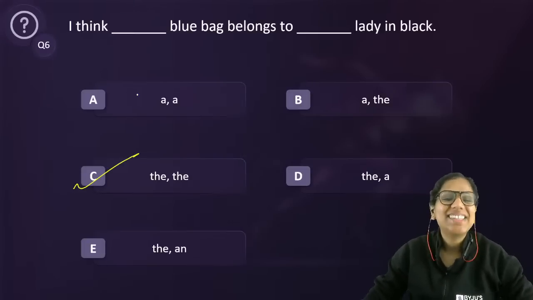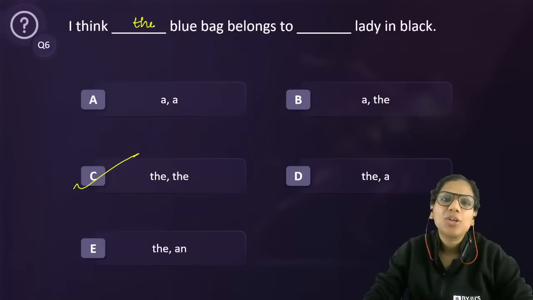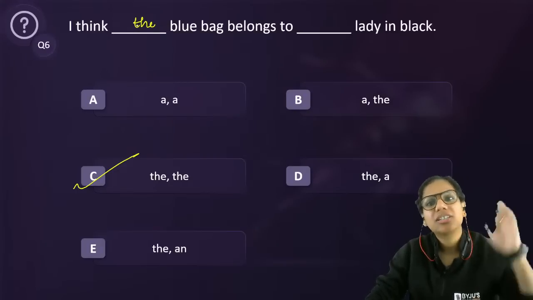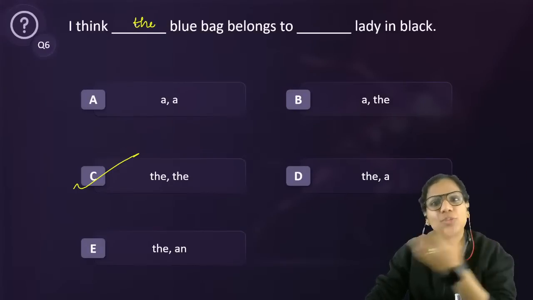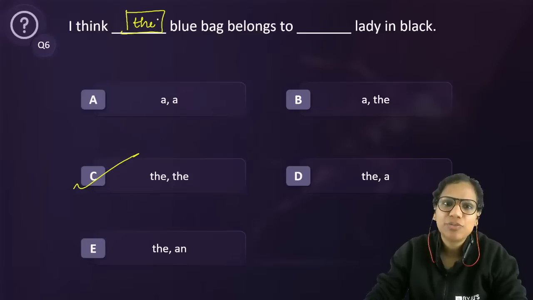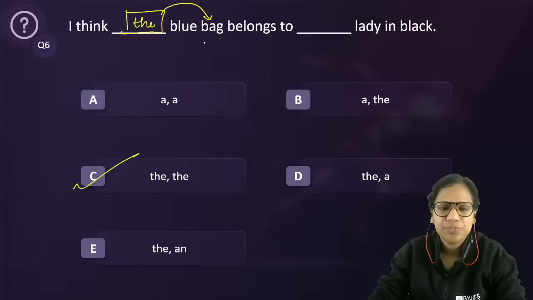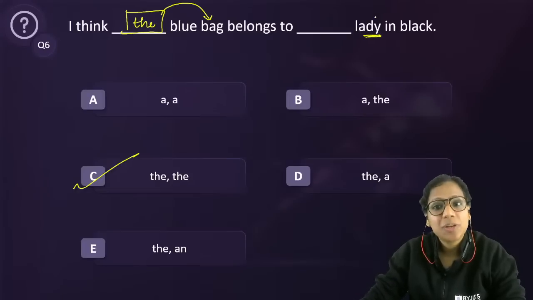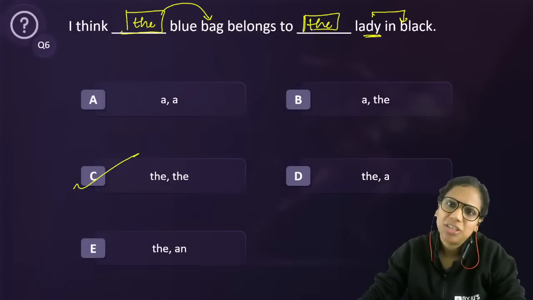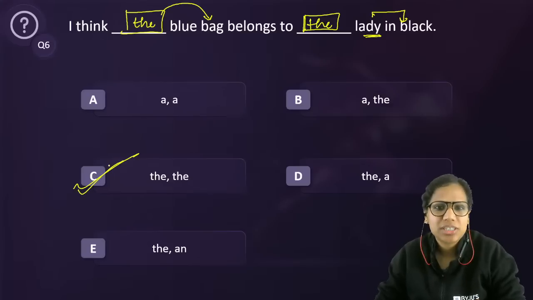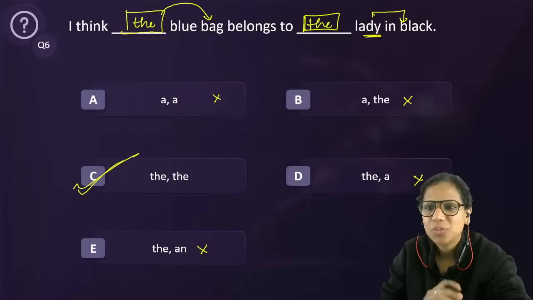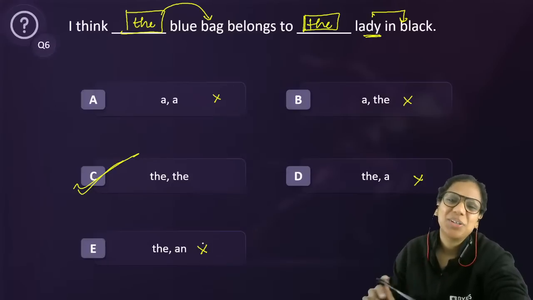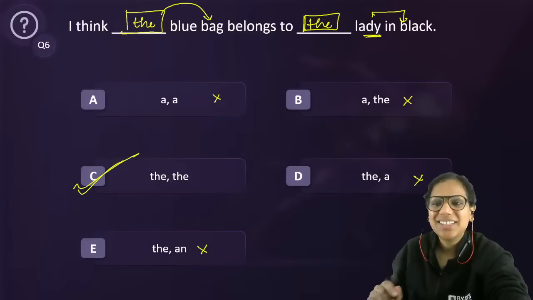All right, this is the answer. We are talking about a specific bag, right? I'm not just saying that it could be any bag that belongs to this lady. I'm talking about a specific bag, so it has to be the. Then I'm talking about a specific lady, the one who is dressed in black. So it has to again be the. C is the only possible choice. Others don't make sense. Okay, and thank God nobody said E. Okay, good. So C is the answer here.